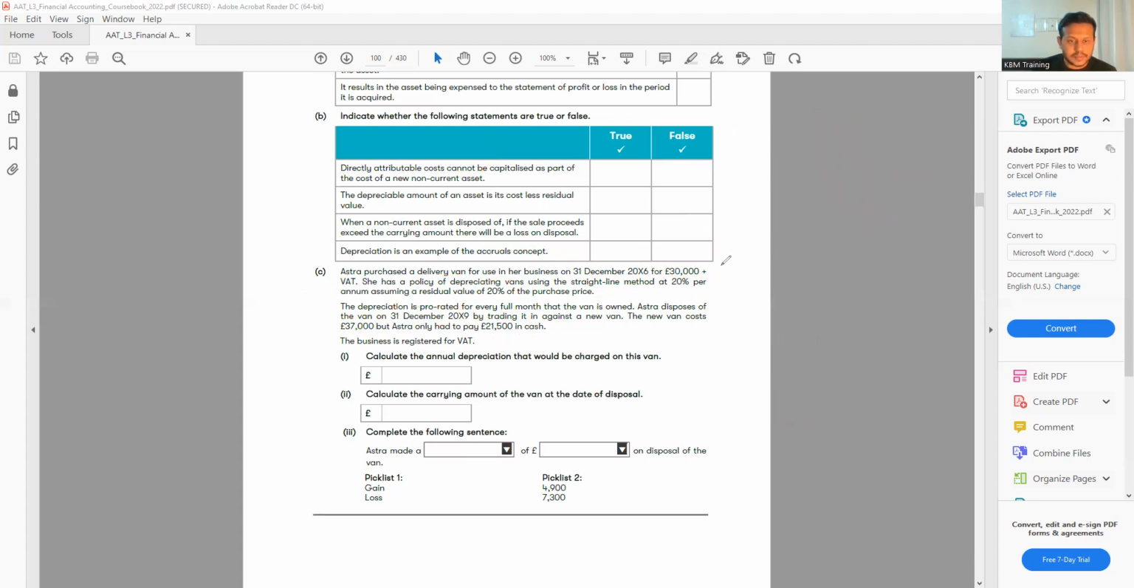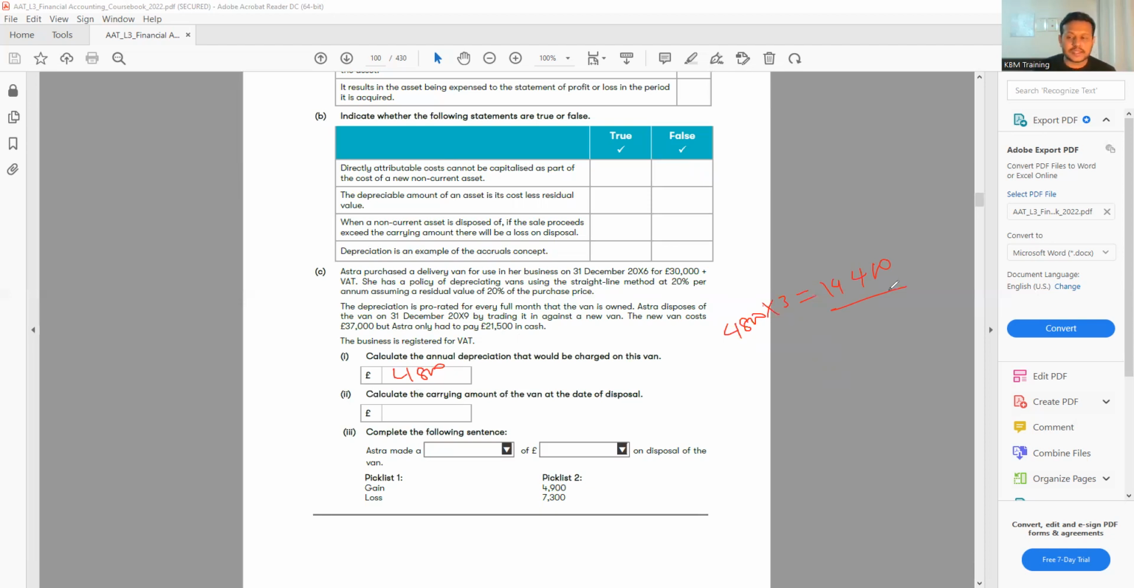So let's calculate how much the depreciation is for 3 years. 4,800 per year times 3 years. That will give me the depreciation for 3 years, that is 14,400. So the annual depreciation is 4,800, which we calculated before, and the carrying value will be cost minus 14,400.